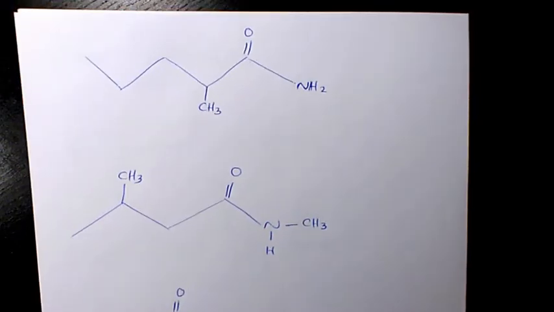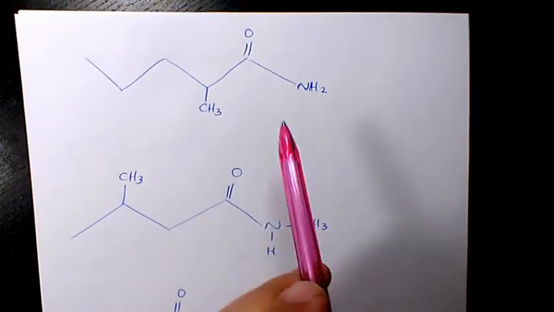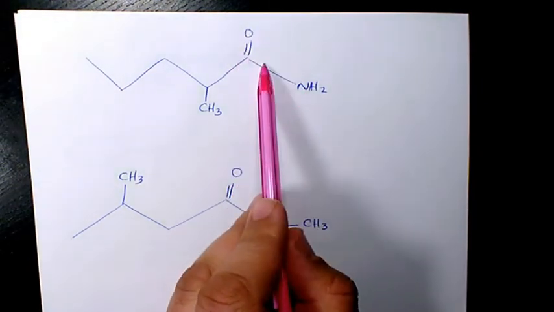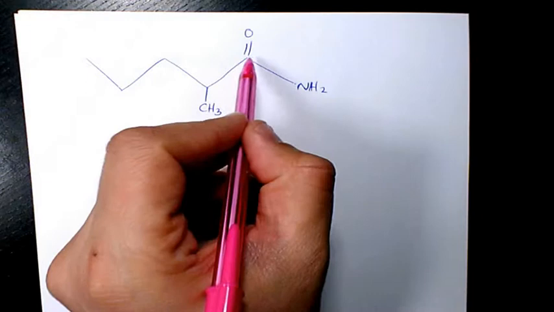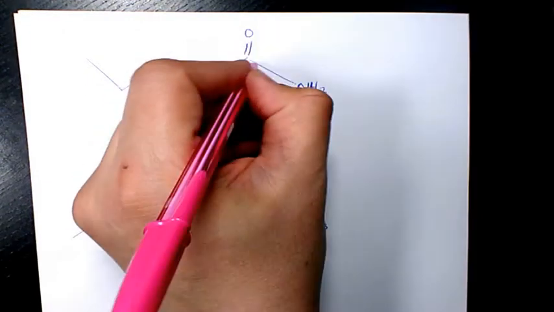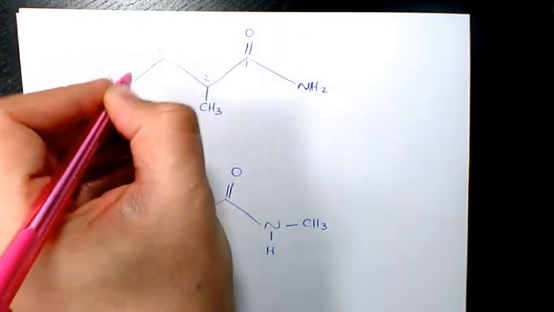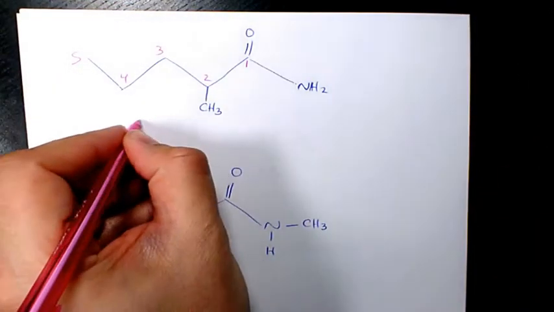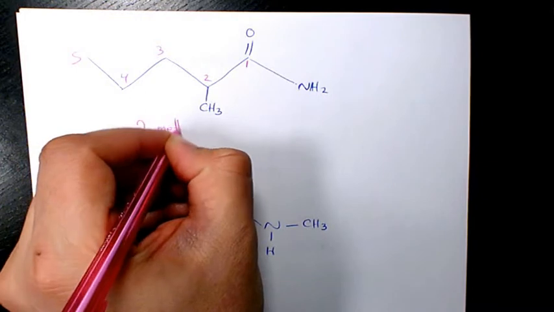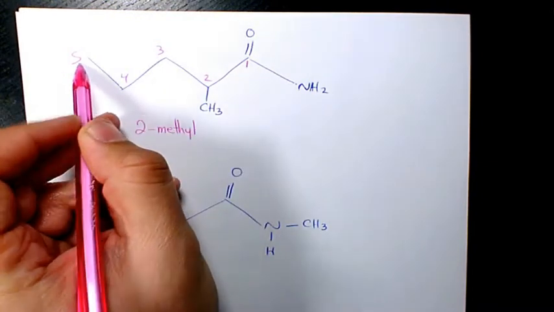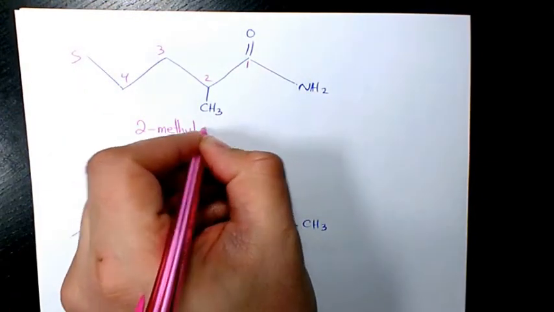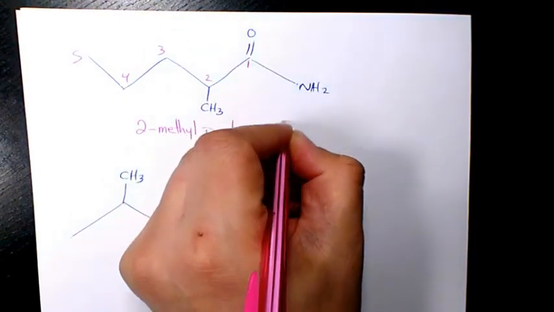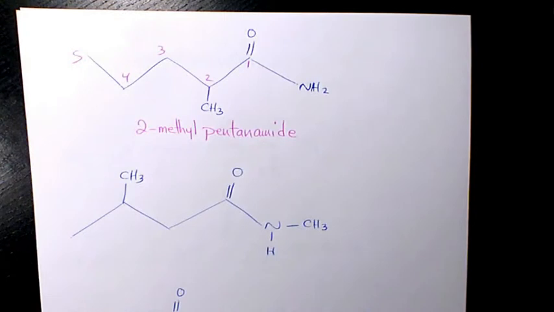Let's see how to name this chemical. Here we have NH2 and a carbonyl group. Here we have a methyl group. We need to start numbering from this side. 1, 2, 3, 4, and 5. So that's going to be 2-methyl. And we have 5 carbon atoms, so it's going to be pentanamide. That's the name of this chemical.